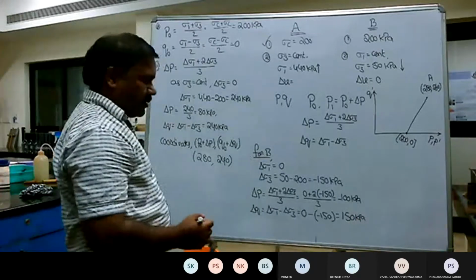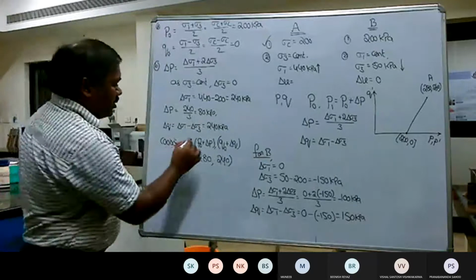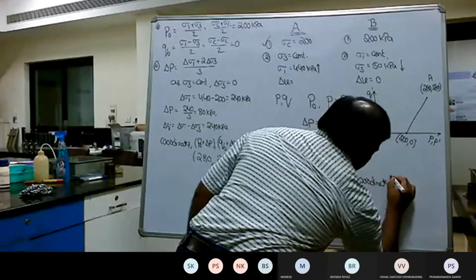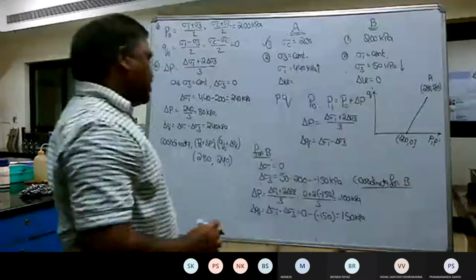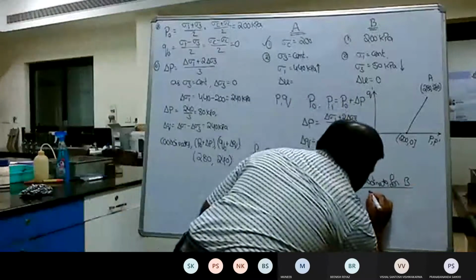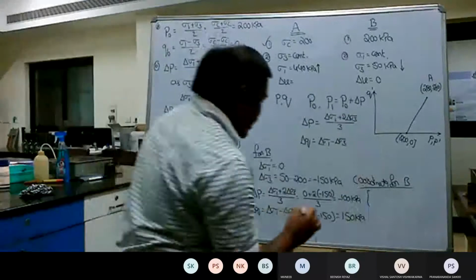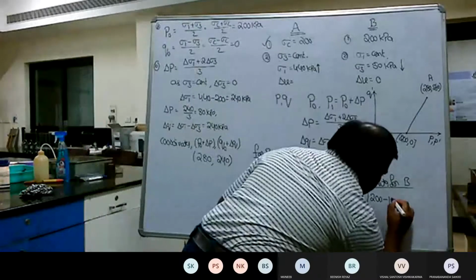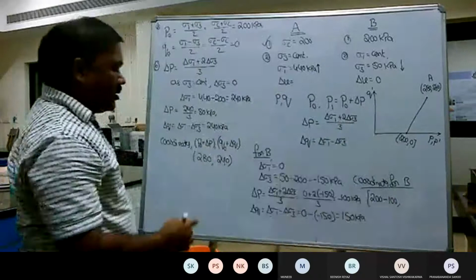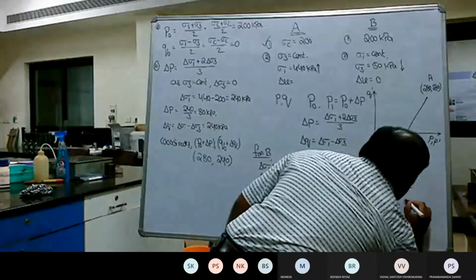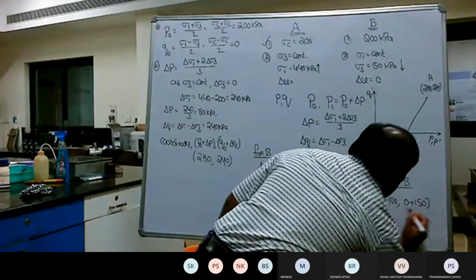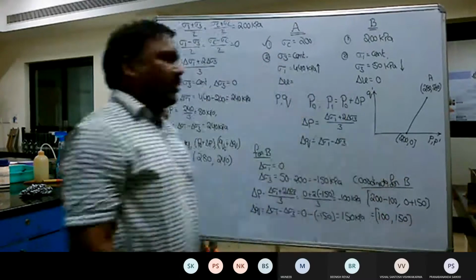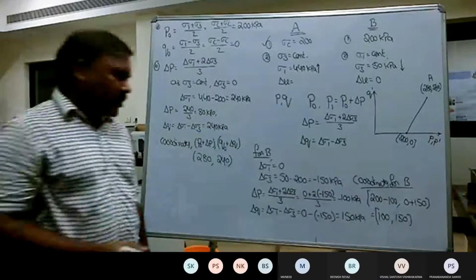So coordinates for sample B: P naught plus delta P. P naught is 200, so 200 minus 100, and Q is Q naught, that is 0, plus 150. So this will become 100 comma 150 kilopascals. If you have any question, please do not hesitate to ask me.